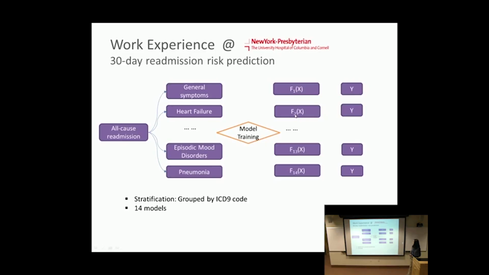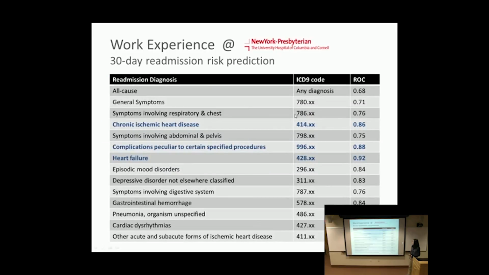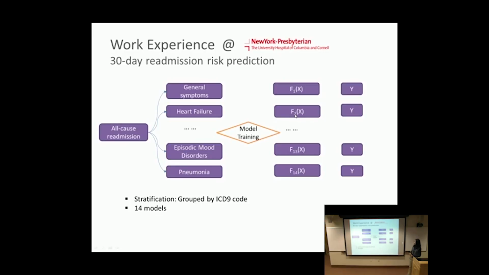So the hospital has put a lot of effort into readmission rate control. And they have cooperated with the bioinformatics department at Columbia and some researchers at Microsoft. So specifically, they were looking to predict the probability that an inpatient is readmitted within 30 days after being discharged.